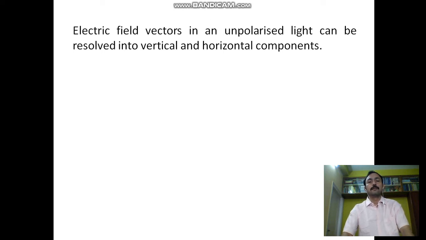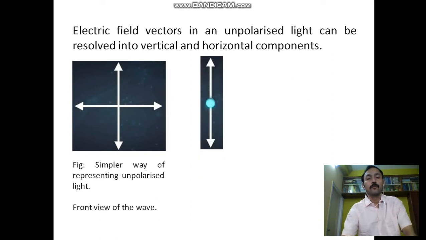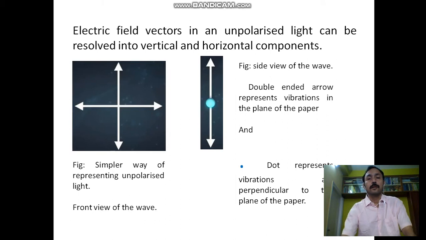Electric field vectors in an unpolarized light can be resolved into vertical and horizontal components. This is a simpler way of representing unpolarized light: vibrations in different planes, and this is the front view of the wave. Here is another view, that is a side view of the wave.